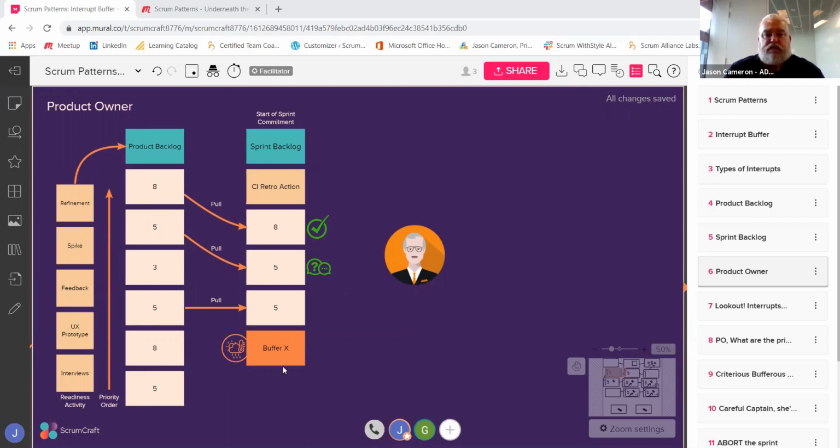And so in this case, we've determined that there's a buffer. We'll call the buffer X. It could be 5 points. It could be 8 points. Depends on what yesterday's weather tells us as a good guide.